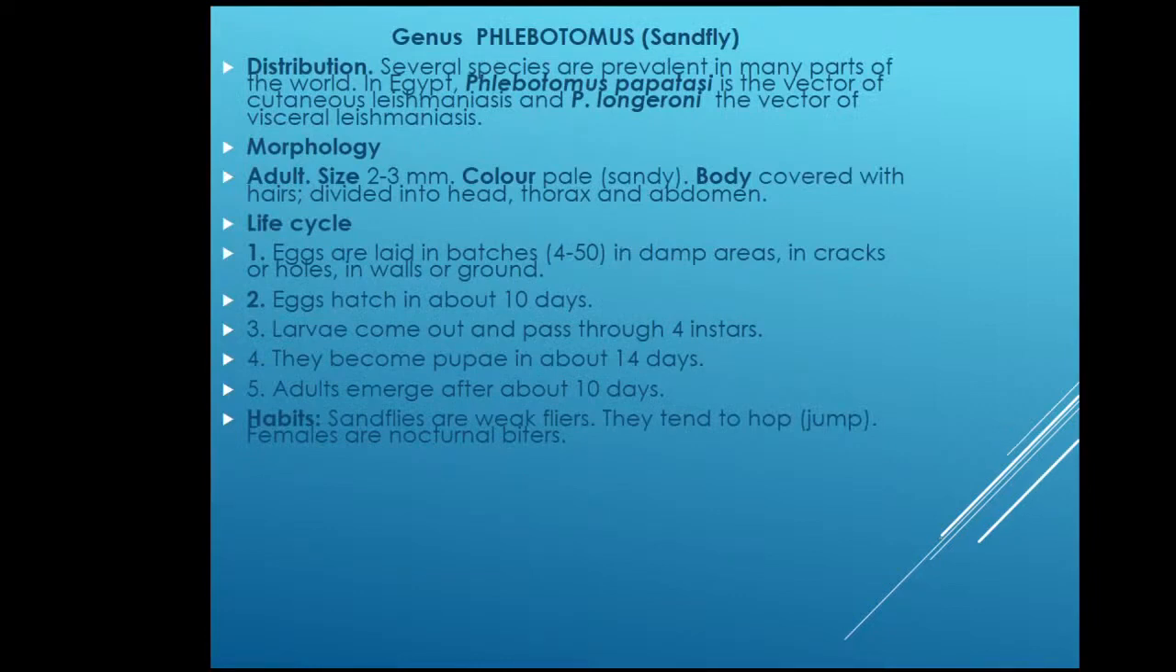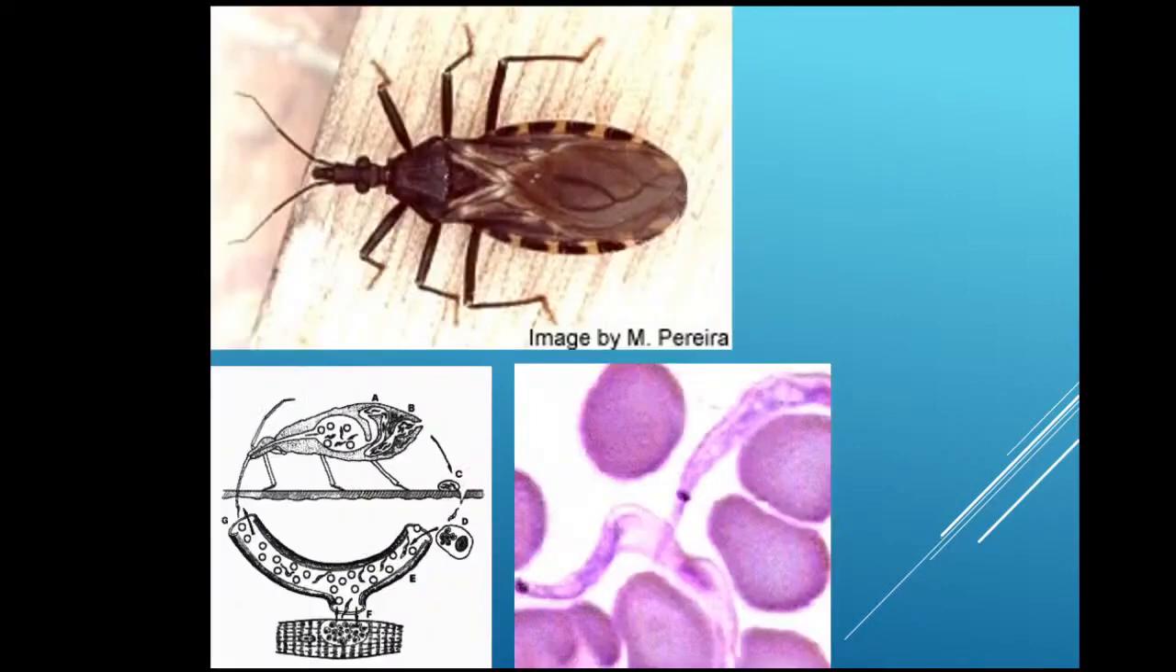For bugs, indirect development with incomplete metamorphosis is characteristic. So the female lays eggs mostly in garbage. From the eggs, the larva hatches out. The larva molts and transforms into an adult. So each has 3 stages: egg, larva, and adult.